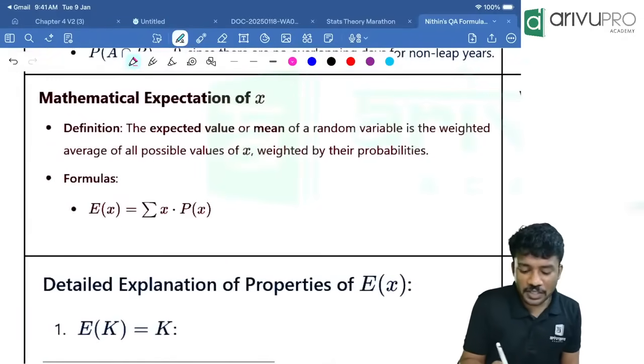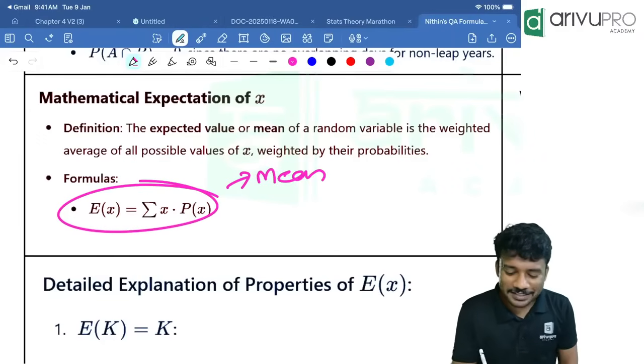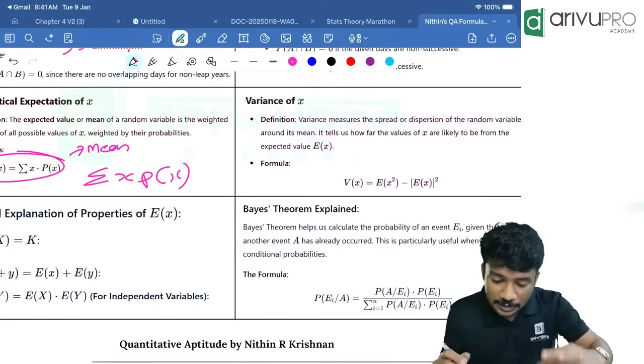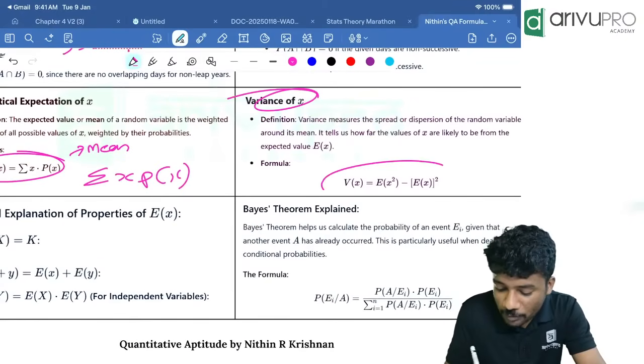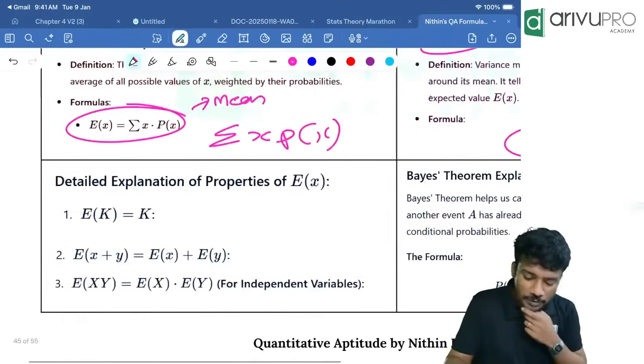Yes, expectation. Expectation is also called as what? The mean. Mathematical expectation is nothing but sigma x into P of x. Then variance of x, there is a formula. V of x is nothing but E of x square minus E of x the whole square, people.